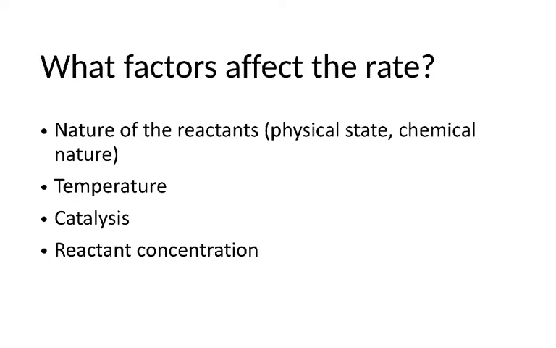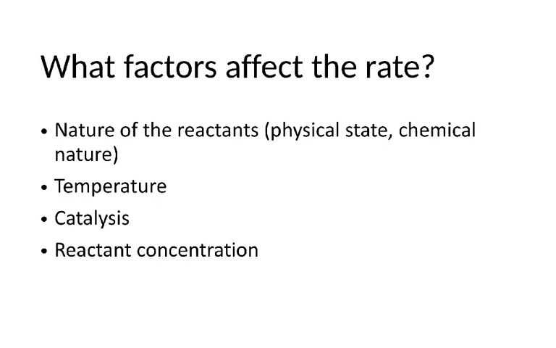So far we've seen that reactions have different rates, and how would you predict what kind of a rate different reactions would have? What factors would affect that? The first one is the nature of the reactants, physical state, for example. Say solid reactants aren't going to react as quickly because the atoms don't have as much contact with each other.